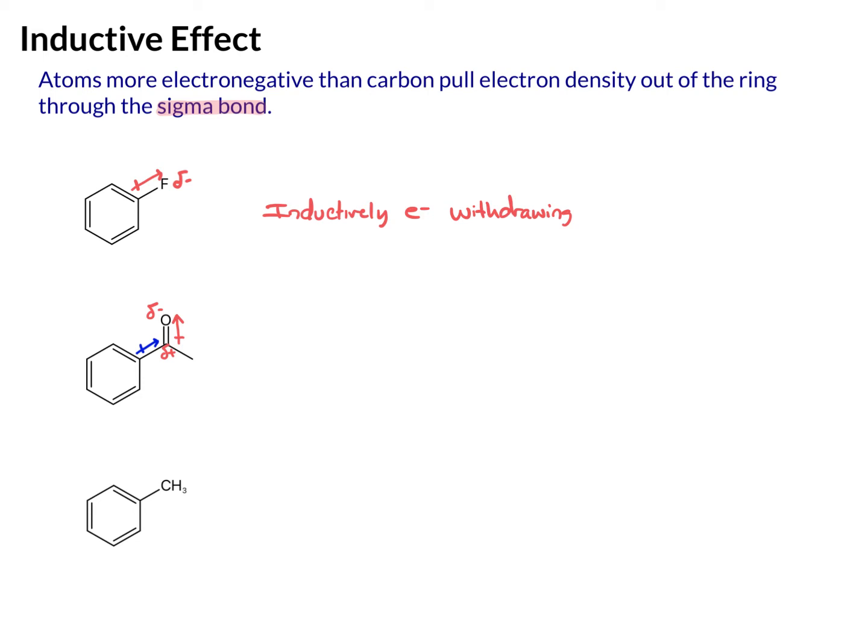Another way to think about this is by drawing the other resonance structure. So in this resonance structure, now you can see that there's positive character on that carbon that's pulling electrons inductively out of the ring. So this is just thinking about electrons being pulled through this sigma bond.